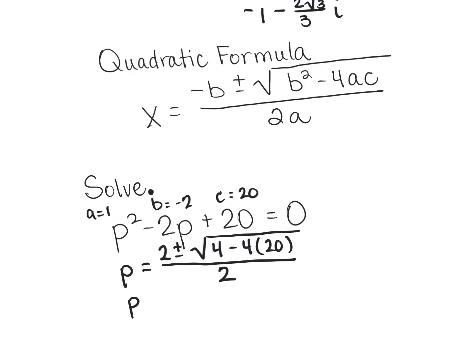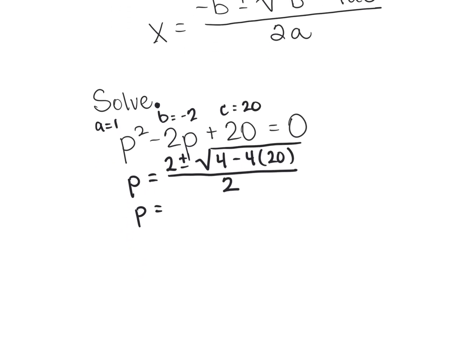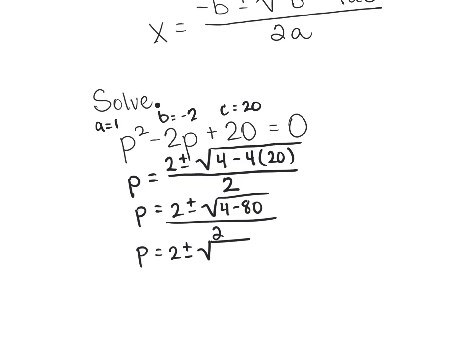So now we're at the point where we were in the question above this, where you're just going to be simplifying. So we have 2 plus or minus. I still have the square root of 4 minus 80. And that whole thing is divided by 2. So we end up with 2 plus or minus the square root of negative 76 divided by 2.